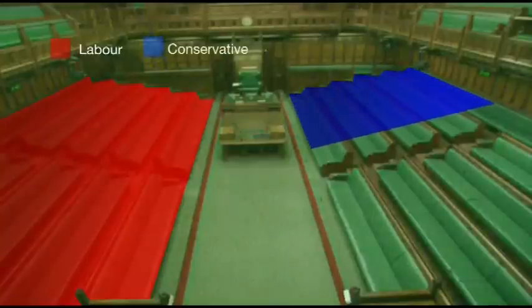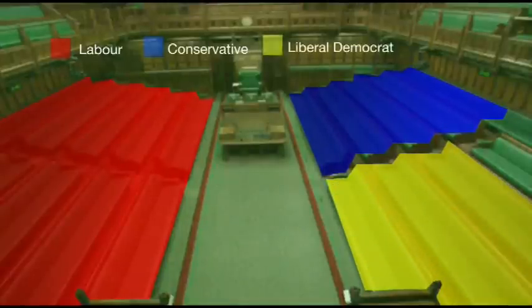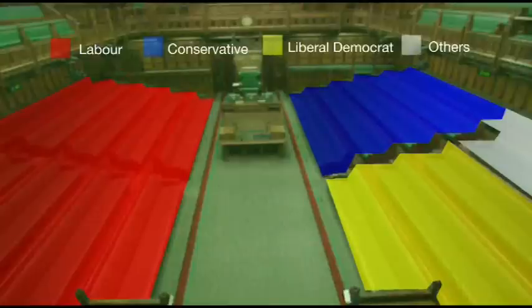Next, there are the Conservatives, who have the second biggest total of MPs and so are referred to as the official opposition. And finally, the Liberal Democrats, who have the third most seats. The other seats are made up of smaller parties.